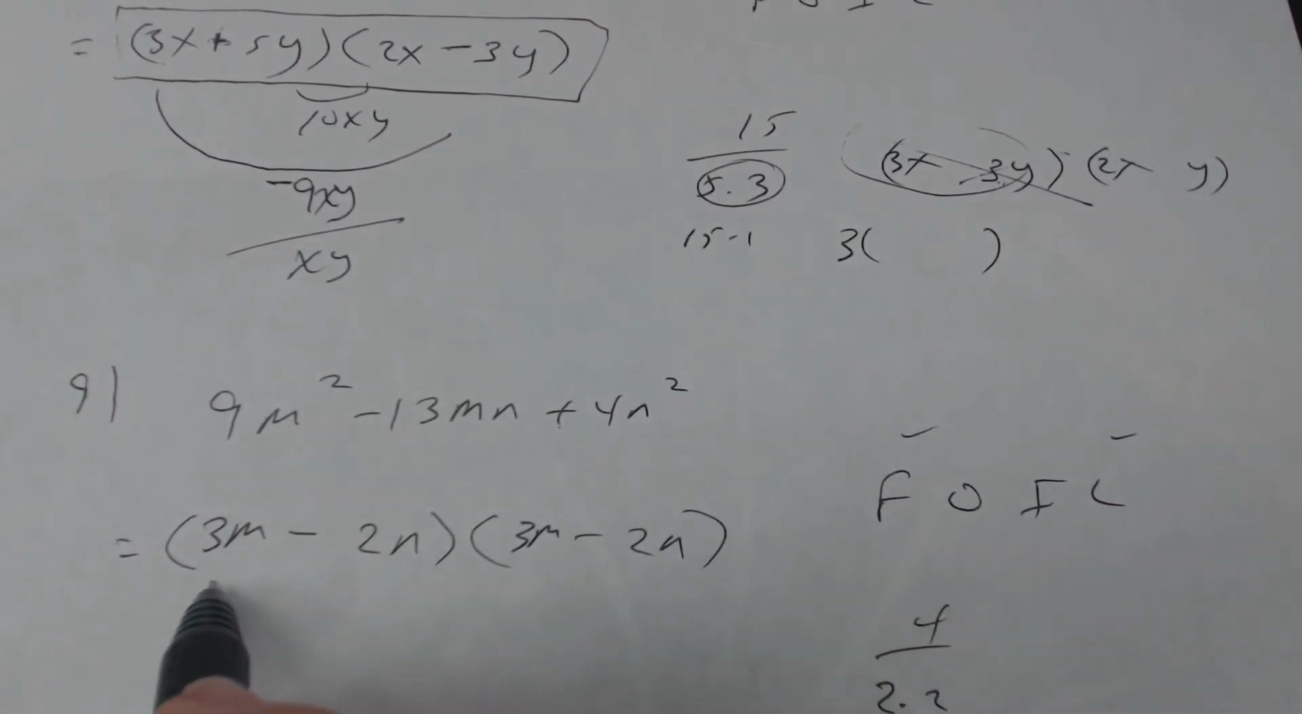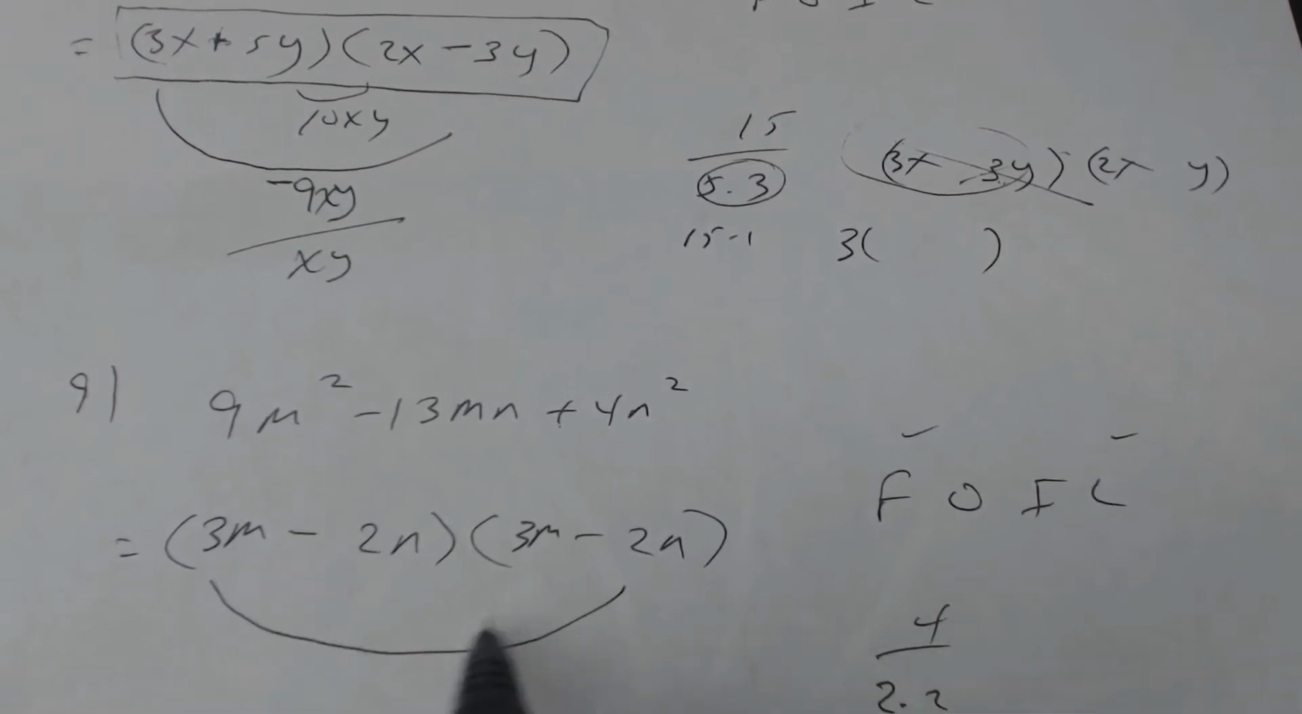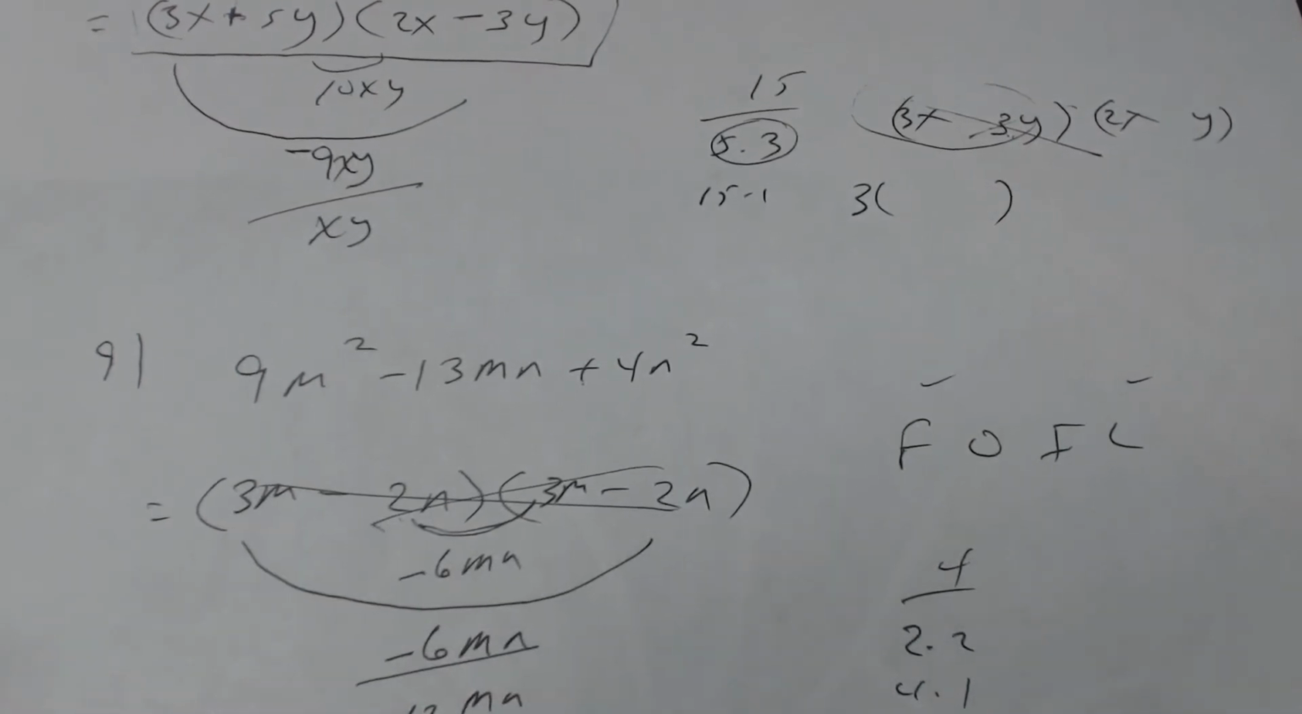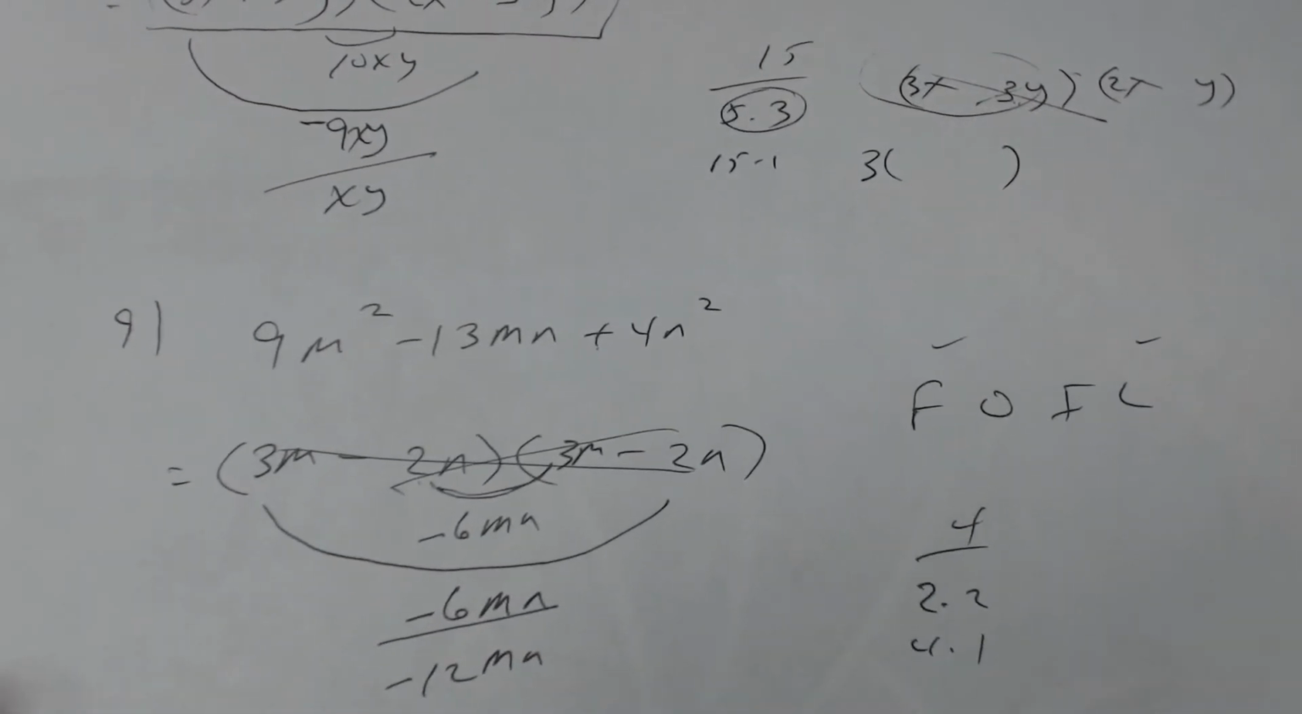You got to check the outer and the inner. So the outer, 3m, times a negative 2n is a negative 6mn. The inner, a negative 2n times a positive 3m, is a negative 6mn. Combining like terms, I get a negative 12mn, which is not what I wanted. So that's not correct. All right. So let's try something else.